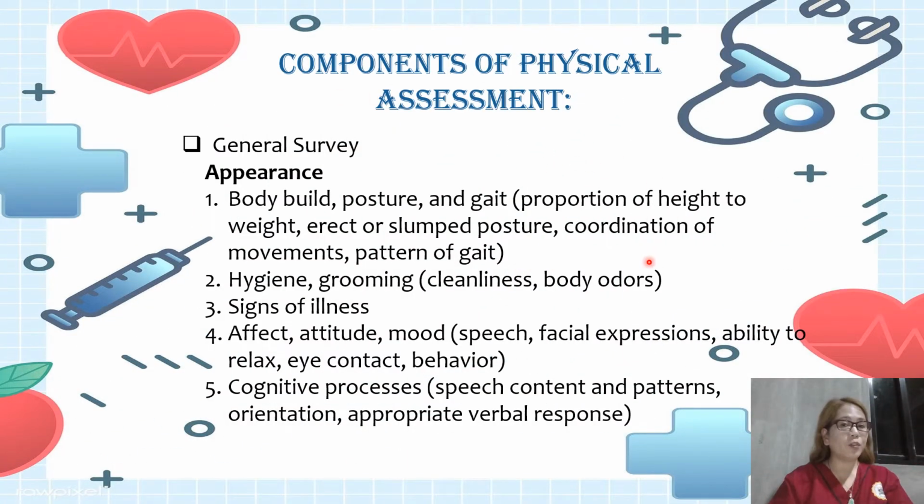Okay, so these are the components of physical assessment. We have the general survey, and under your general survey is to check for the appearance of your patient. Under appearance, you have to check for the body build, the posture, and the gait of your client. Is the height proportional to the weight? You have to check the weight of your client. Is the posture erect or slumped? Is the movement of the client coordinated? You can ask the client to walk, and observe the pattern of gait.